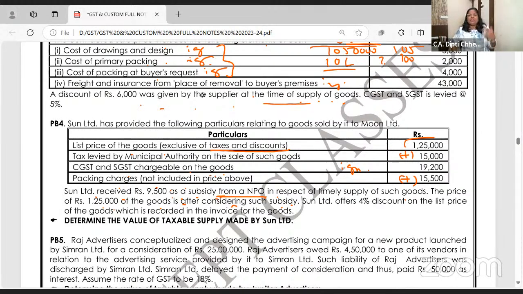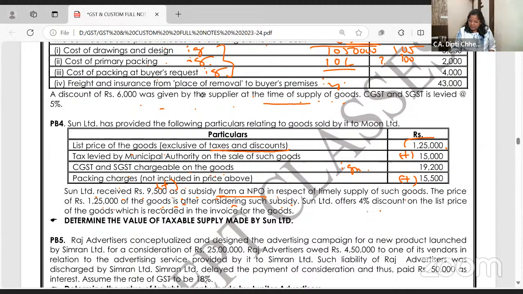मतलब ऑलरेडी आपने वो सब्सिडी को माइनस कर दिया है. सब्सिडी मिल रही है तो you reduce it, but here you have to include it. Sun Limited receives subsidy which is private, not by central government. So the price of the goods 125 is after considering, means definitely you have removed all the subsidy. But what you have to remove? Central government. रहने दो उसको. So this subsidy we will add.